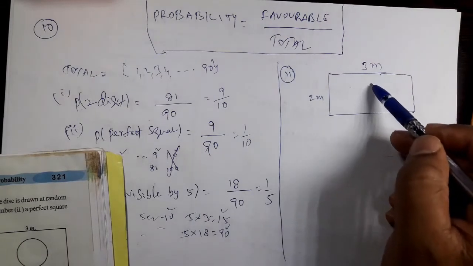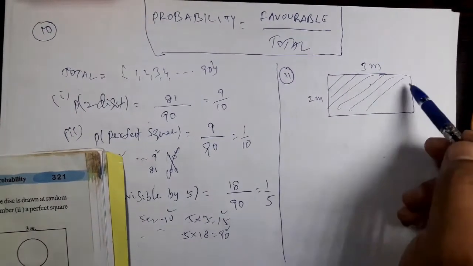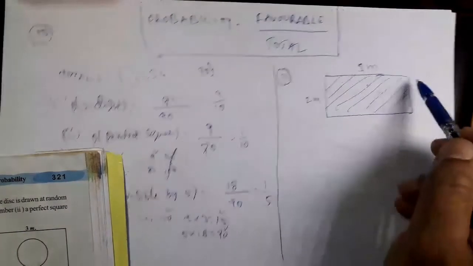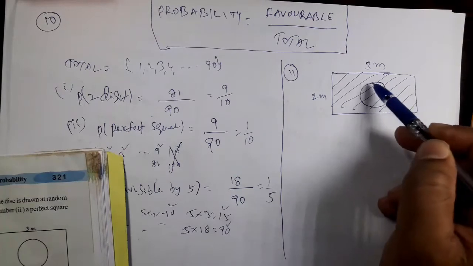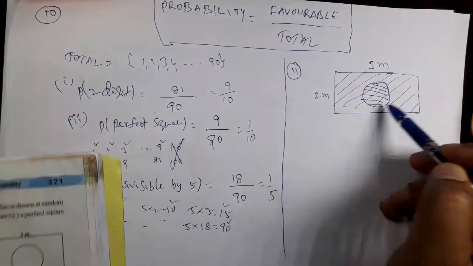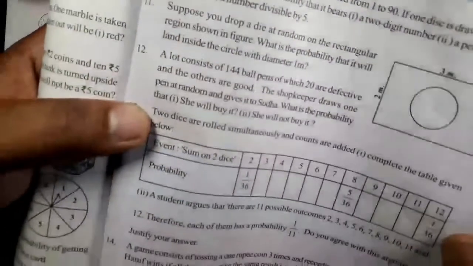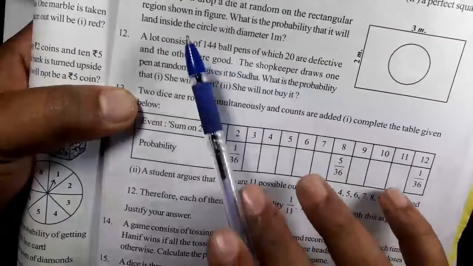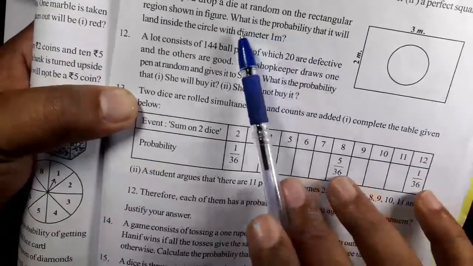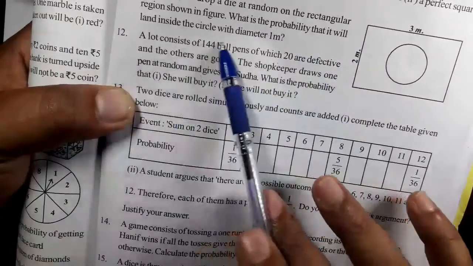Inside this, one circle is there, of course. Area of this rectangle is this, right? Coming to this, let us represent the circle like this. This is the circle. Diameter of the circle is given as 1 meter. A die is dropped inside at random, right? What is the probability that it will land inside the circle?